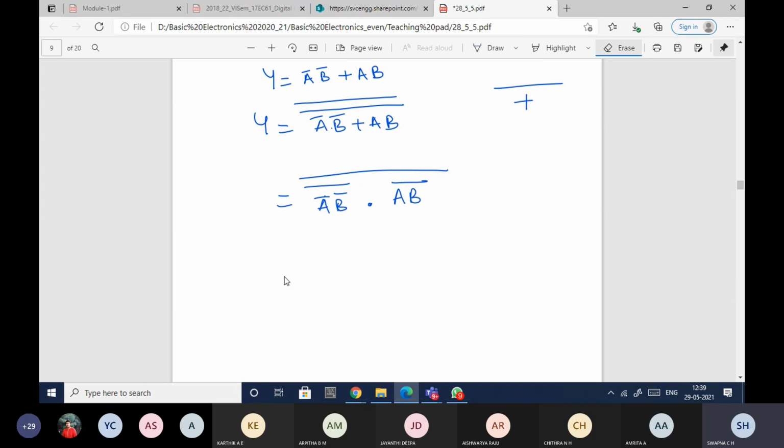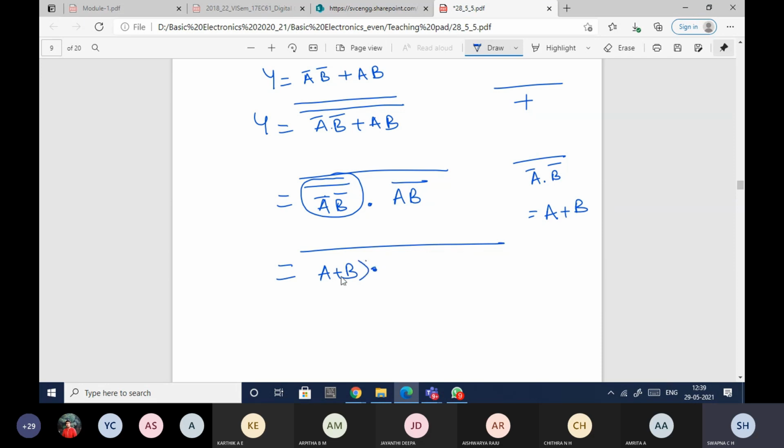Okay, so this is equal to, now again it is not in the required form, so this complement I'll expand. I have (A bar B bar) whole bar, which can be represented as A bar becomes A, dot becomes plus, and B bar becomes B. So this will turn to A plus B. In the same way I have to expand this one also. So (AB) whole bar can be represented as A bar plus B bar. So A bar plus B bar.